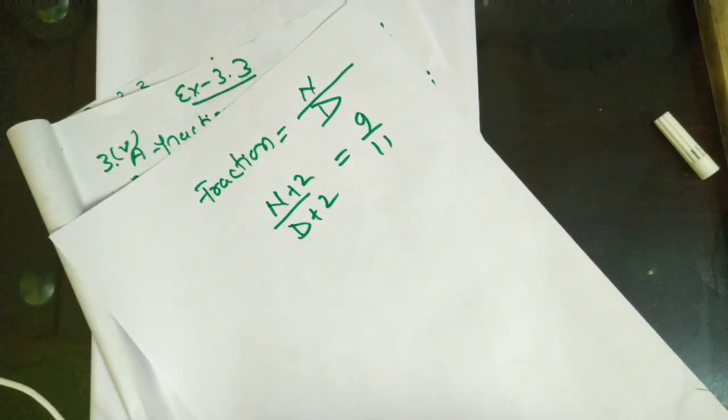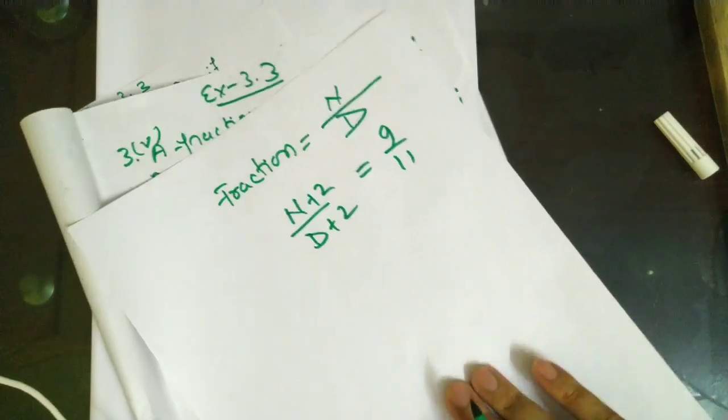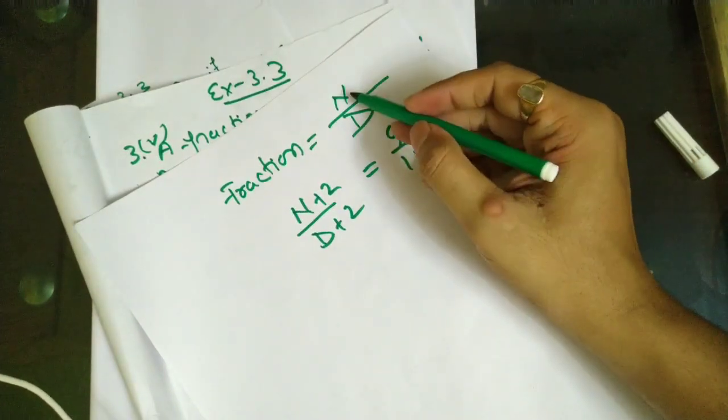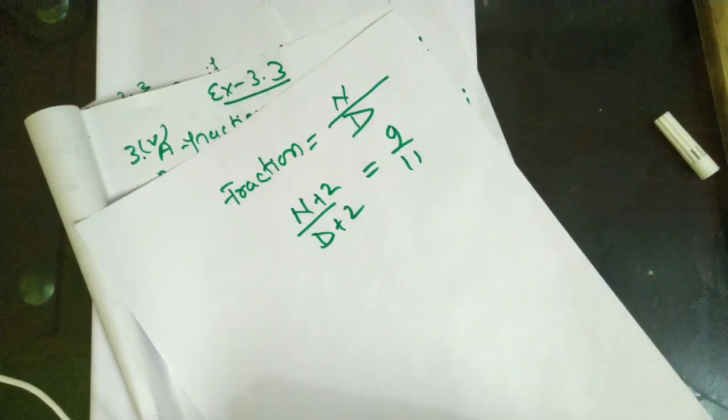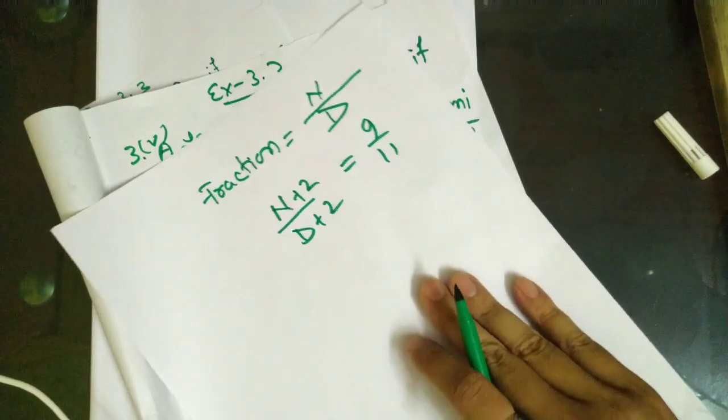Now, what is the fraction? That value is not given. It means we don't know the value of the numerator and the value of the denominator. That is not given in the question. So here we have to find the value of the fraction, which means we have to find the value of the numerator and the denominator. Since both are unknown values, what can we take here?